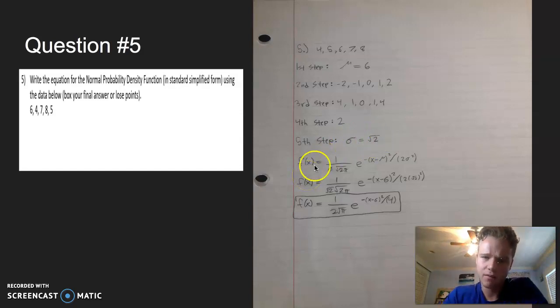And then after that, I found the equation for the normal probability density function is f of x equals 1 over sigma times √2 pi times e to the negative x minus mu squared divided by 2 sigma squared. That was from our notes. And then I plugged in √2 and 6 for the sigma and the mu. And I simplified that down to be f of x equals 1 over 2 root pi, and then e to the negative x minus 6 squared divided by 4.